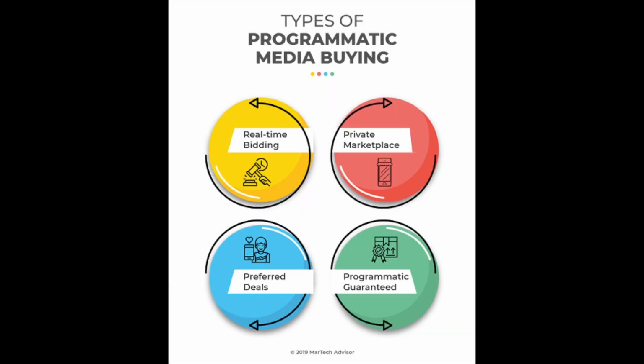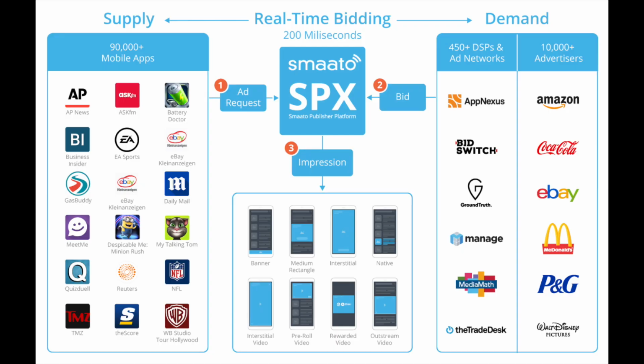There are 4 major types of programmatic advertising, and I'll briefly go over each. Most publishers have heard of RTB, or real-time bidding. This is a technology that enables the buying and selling of digital ad impressions through instantaneous auctions, facilitated by ad exchanges or DSP and SSP platforms.